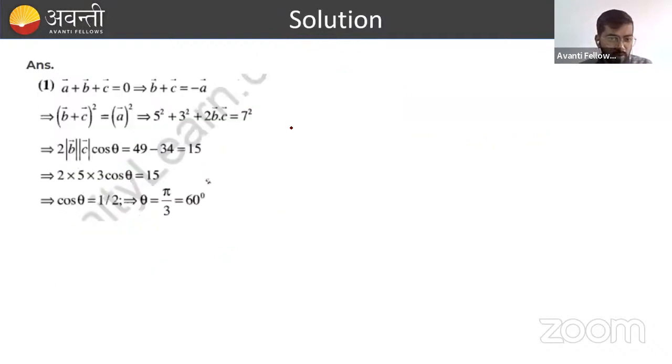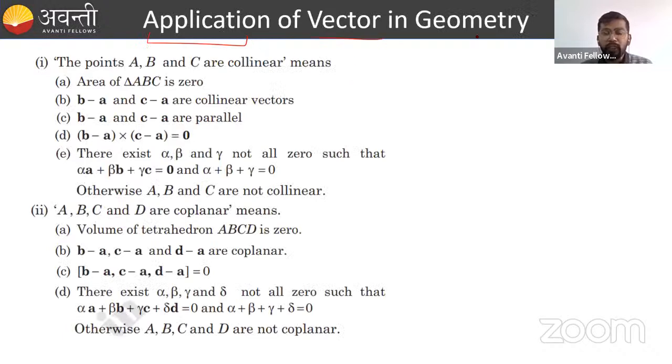Okay, so this was our recall test. Now let's study application of vectors in geometry. Three points A, B, C are collinear means, we all know, that these 3 points are lying on the same line, correct? And on the same line, when you try to draw a triangle, you cannot draw a triangle. Therefore, the area of triangle ABC is 0.